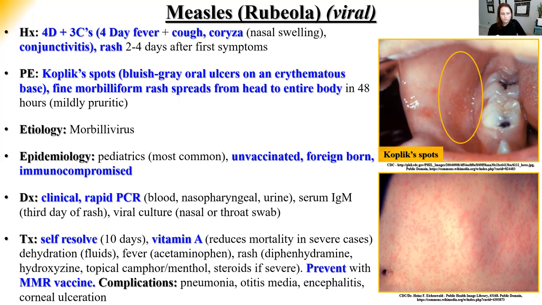This can be a clinical diagnosis. There's also a rapid PCR or a viral culture that can be done for this one. It takes about 10 days to resolve rubeola. We know that vitamin A can be given and it can reduce mortality in very severe cases. Otherwise this is symptomatic treatment. So we treat our dehydration with fluids, fever with acetaminophen, and rash with our anti-itching agents. We want to prevent this with the MMR vaccine. This one can lead to complications such as pneumonia, otitis media, encephalitis, and corneal ulceration.